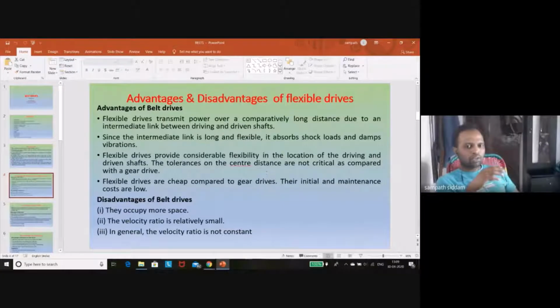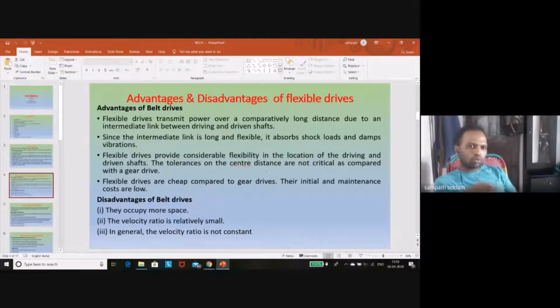And next, the velocity ratio is not at all constant. It will vary. If you are transferring power between axes exactly parallel, with your gears in mesh, then you continuously have a constant velocity ratio, but that's not the case with flexible drives, whether chain or belt or anything. So these are the advantages and disadvantages of belt drives.